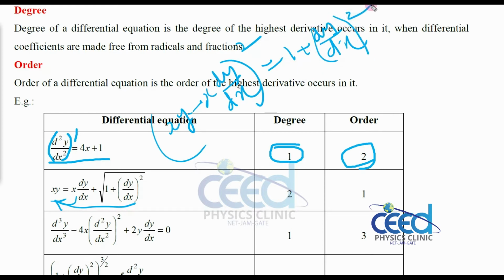Now what is the highest derivative? Here also first derivative, here also first derivative. So the highest derivative is the first, so order is 1. And what is the highest exponent of such derivative? That is 2, so the degree is 2. Here you can see the highest derivative is the third derivative, d³y/dx³, so its order is 3 and its degree, corresponding to the exponent, is 1.